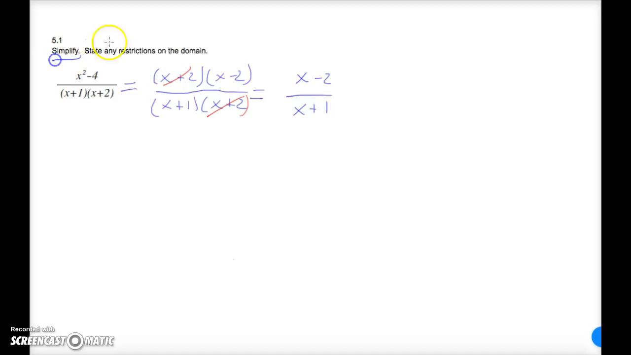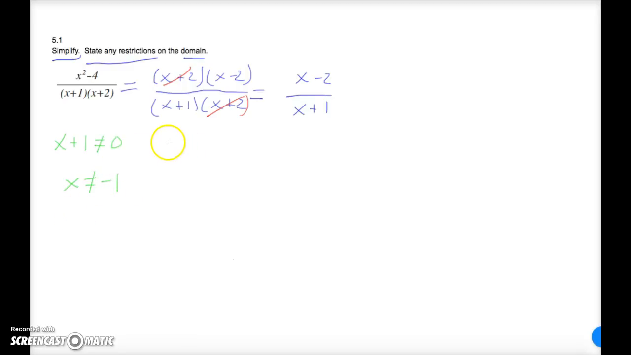So we have simplified. Now it says state any restrictions on our domain. So we have to look at the original denominator and find out when could we be dividing by 0, because we can't divide by 0. So we have to look at when either of these two factors are 0. So we want to see when x plus 1 can't equal 0, which would occur when x is negative 1. So we can't have x equal to negative 1.